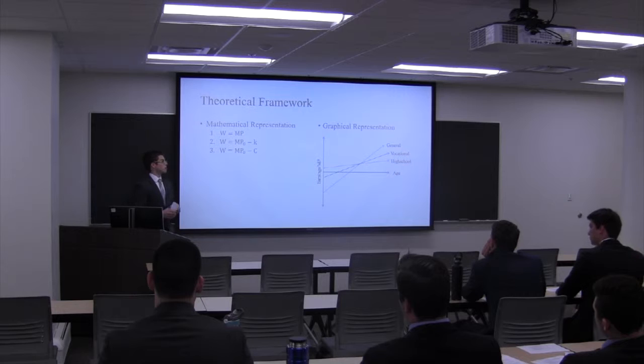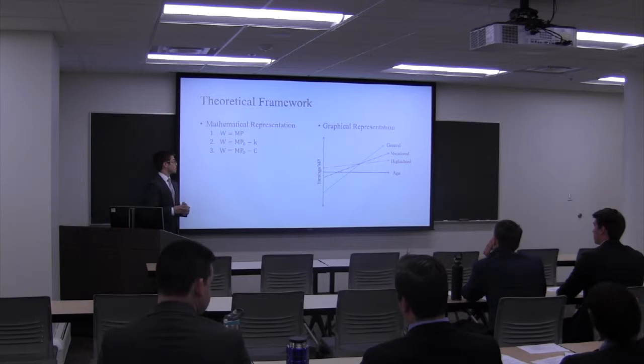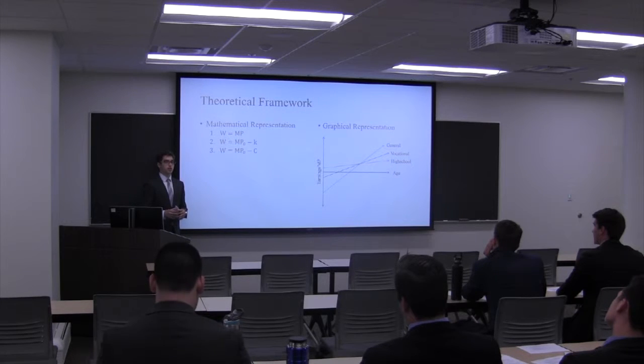Which brings us to equation number 2, where wage equals potential marginal productivity less K. K is a direct cost associated with training, which is then placed upon the employee. Now that is on-the-job training, which brings us to equation 3, to answer the question of education. So wage equals potential marginal productivity less C, which is your direct and indirect costs associated with education.